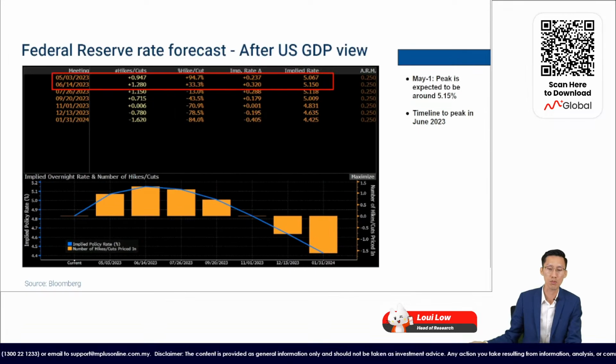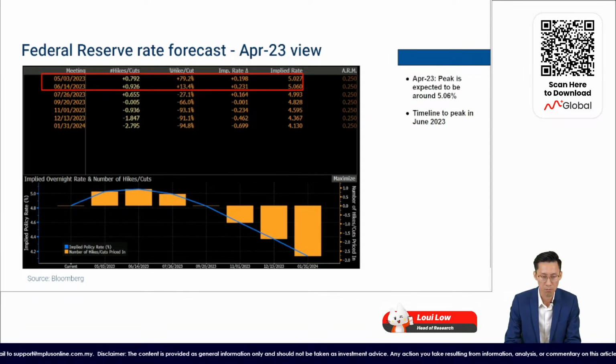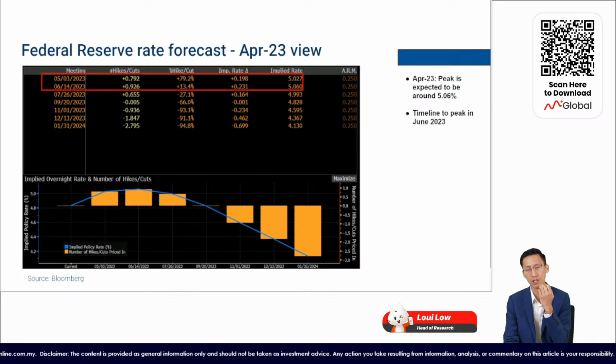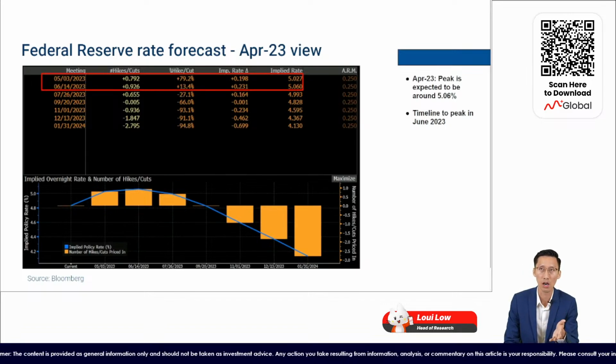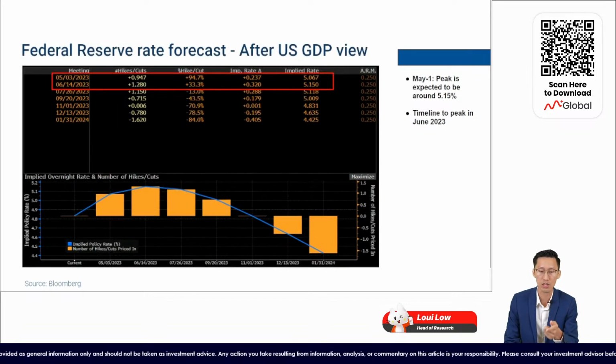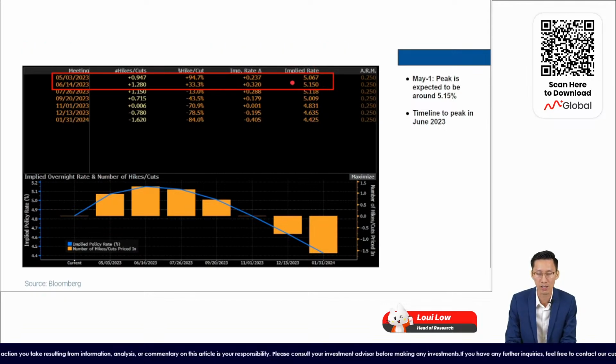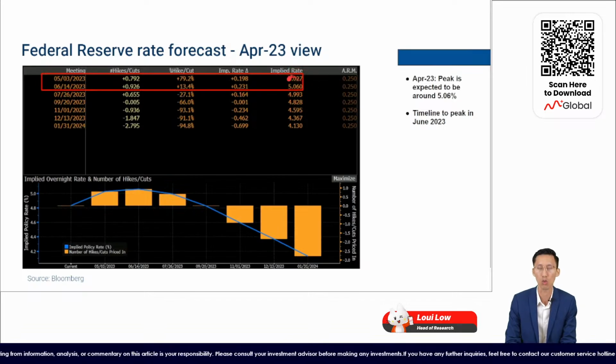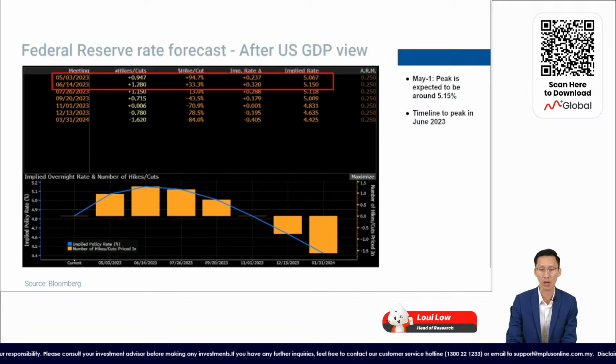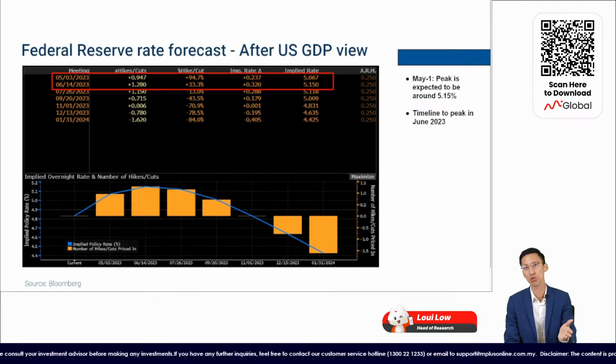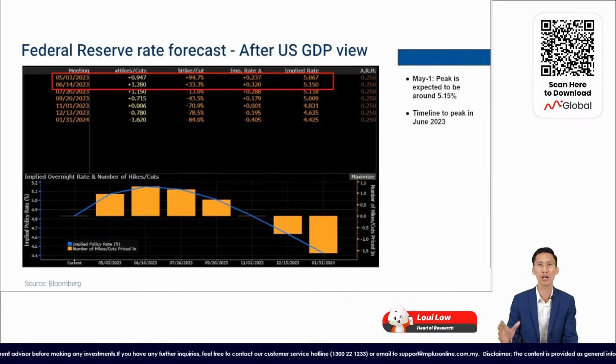Okay, so after the US GDP, since the GDP had not come out last week before our webinar, and after the US GDP has come out, what sort of increase or decrease is the consensus looking at here? So it is about 5.067 and 5.15. It is slightly higher than one week ago, which means that they are still quite confirmed that they are going to have a rate hike at least for May, and then perhaps after June or after this FOMC meeting, we will understand the direction.